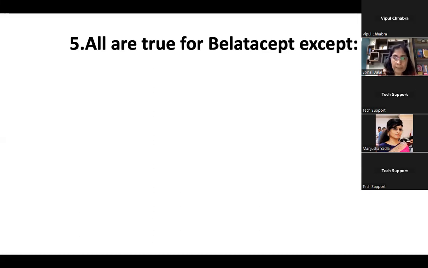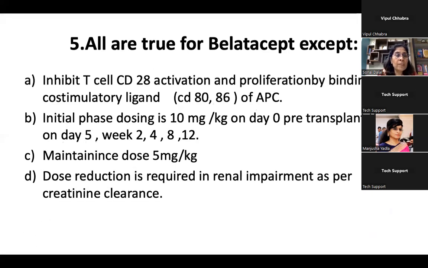Question number 5. All are true for belatacept except option A. It inhibits T cell CD28 activation and proliferation by binding to co-stimulatory ligand. Option B, it initiates phase dosing. Initial phase of dosing is 10 milligrams per kg on day 0 pre-transplant, and then on day 5, week 2, 4, 8, and 12. Option C, maintenance dose is 5 milligram per kg. And option D, dose reduction is required in renal impairment as per the creatinine clearance. Time starts now.